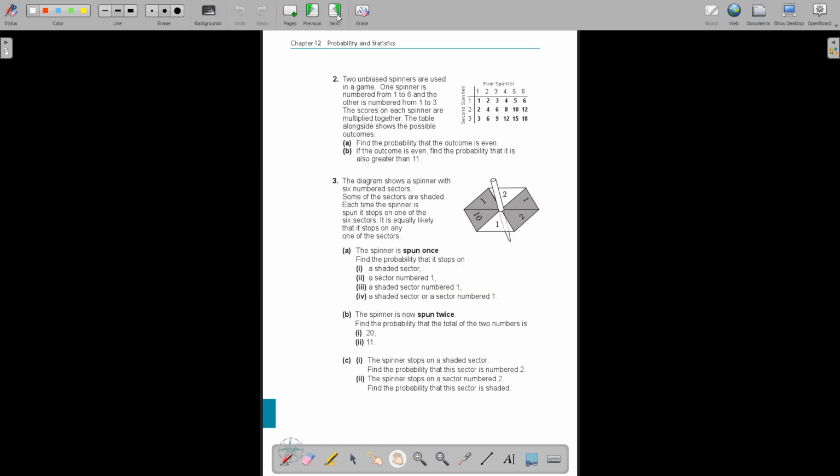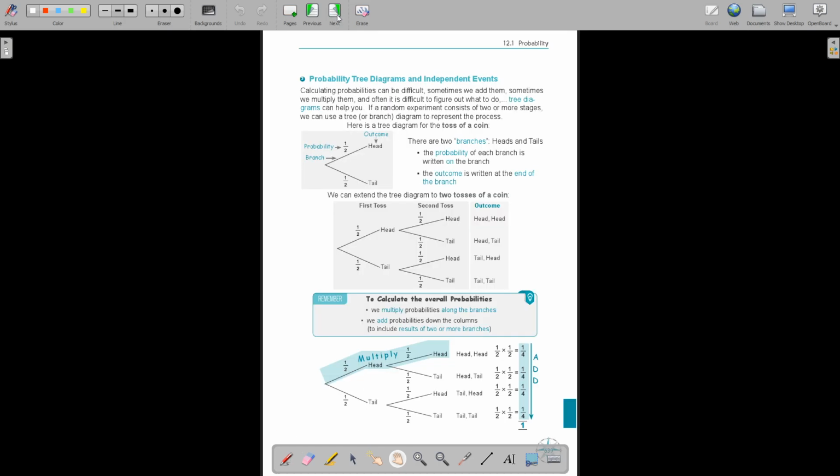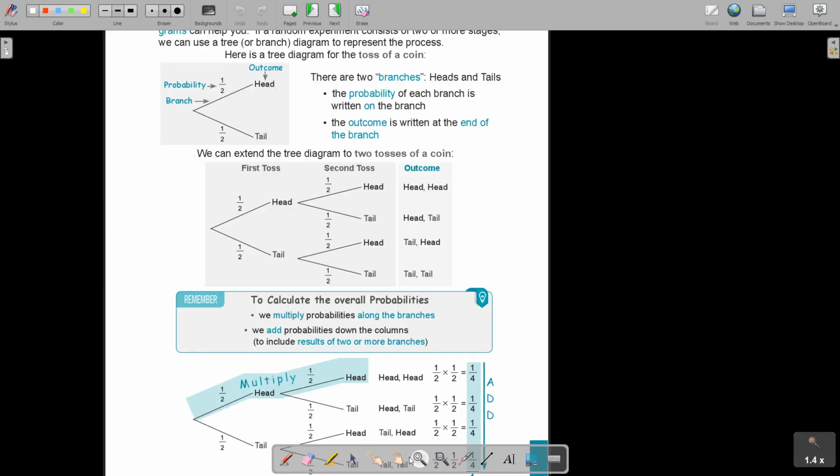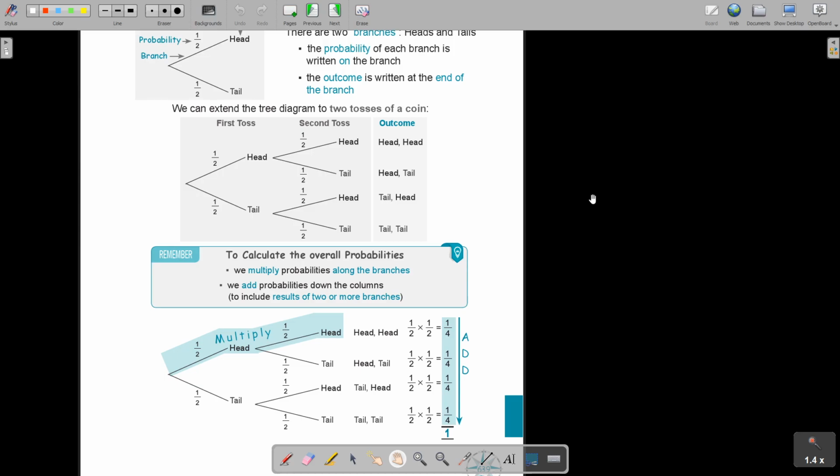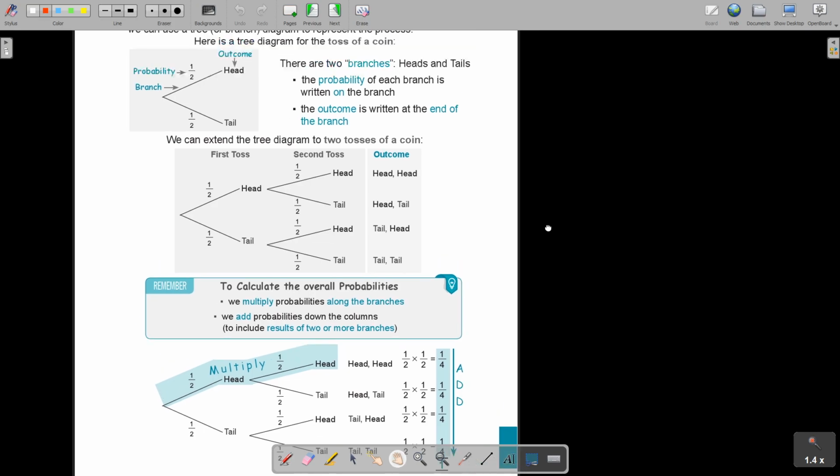I want to go to the trees. Okay, because remember what I said. You have independent and dependent. Independent can be a possibility space, but it can also be a tree. Now this is very, very important, because working on the trees is the same, but completing the trees is different in dependent and independent.